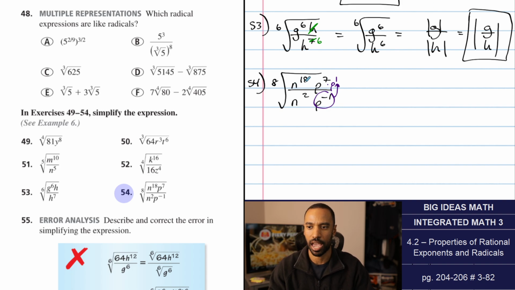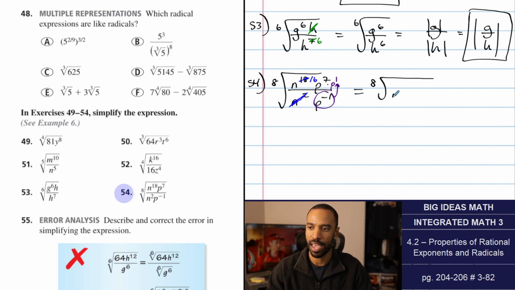And over on n to the 18th over n squared, let's take out both n squareds from here, and let's take out 2 of them from up here. So now you're left with 16 of them. So now this thing looks instead like the 8th root of n to the 16th times p to the 8th, because 7 plus 1 gives you the 8 there. Both of these can divide by 8. So you get n squared times p to the 1st.